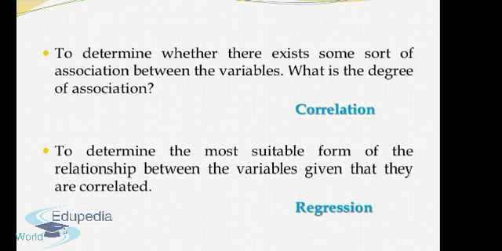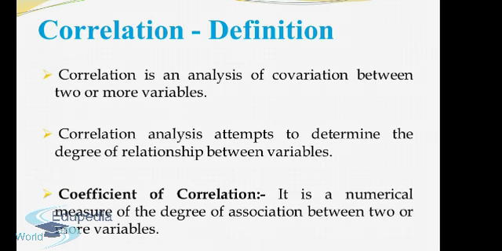Alright, so now let's see what is correlation. The formal definition: correlation is an analysis of covariation between two or more variables. In other words, correlation analysis attempts to determine the degree of relationship between more than one variable. The numerical measure of degree of association between two or more variables is called the coefficient of correlation.